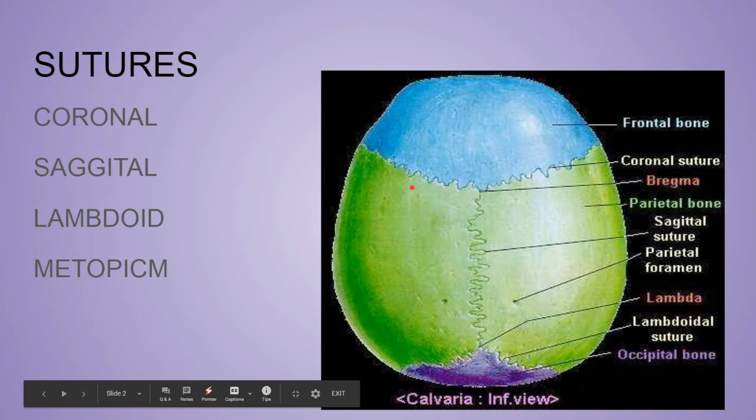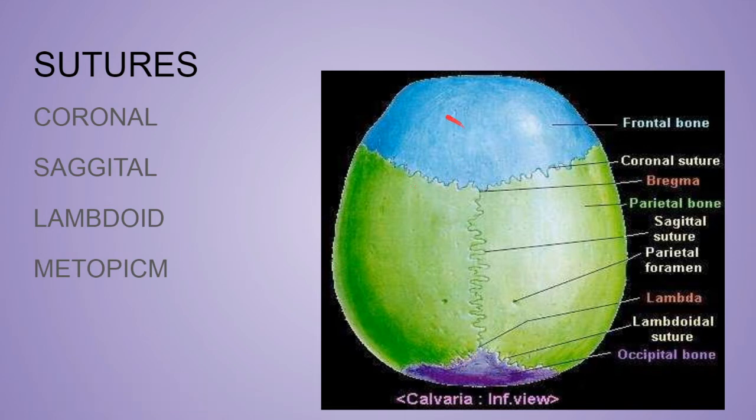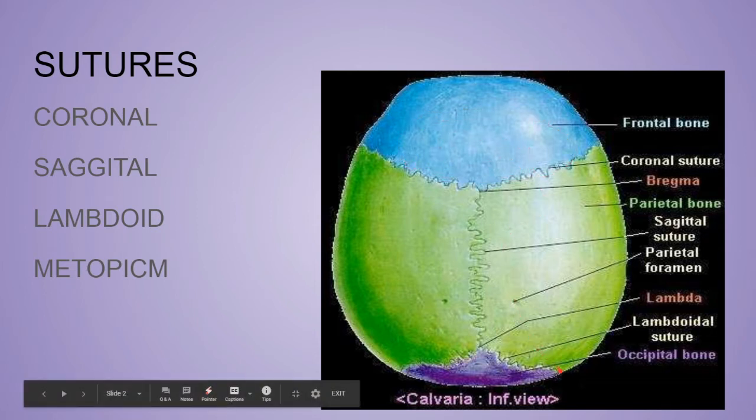Now first of all, which bones actually form the norma verticalis? These are mainly three bones. First is the frontal bone. The upper part of the frontal bone forms the anterior of this view. Then the upper part of the occipital bone forms the posterior part of this view. And then the parietal bones. The parietal bones form the sides of this part.